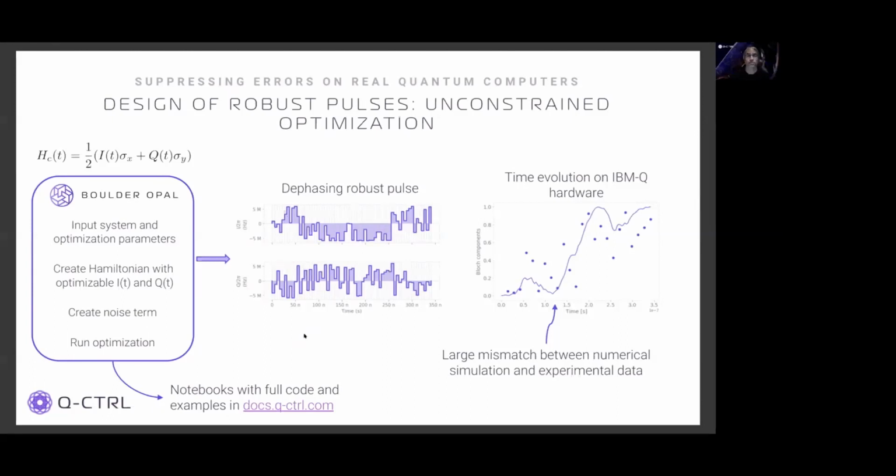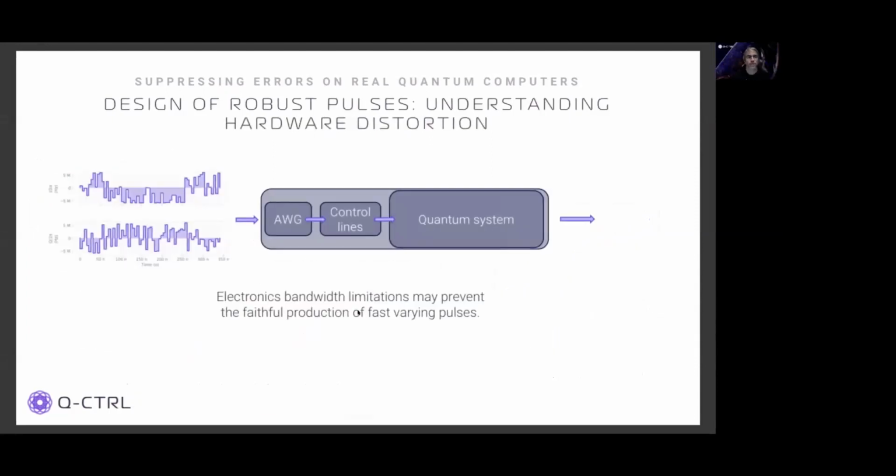So in the center figure, you see the result of an optimization of a dephasing-robust pulse. On the right, you see the result of the implementation of this pulse on an IBM quantum device. The experimental points clearly deviate from the expected numerical curve, indicating that something is not quite right from our original pulse to the final effect. So a clear feature of this particular optimized gate is this fast variation and abrupt changes in the pulse values. Given that the hardware electronics have bandwidth limitations, one may conclude that this pulse may not be properly implemented in the device.